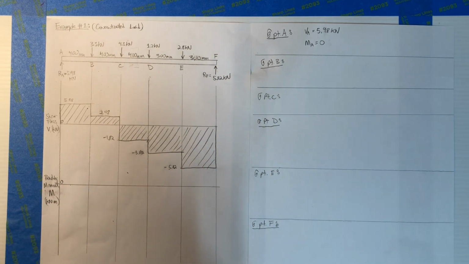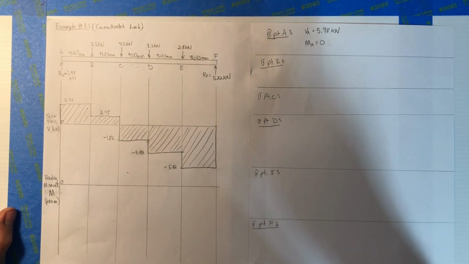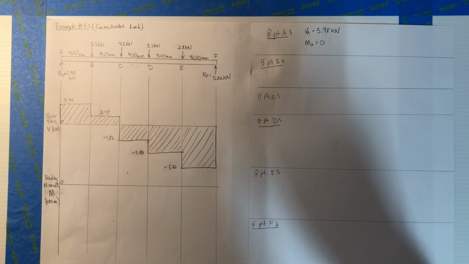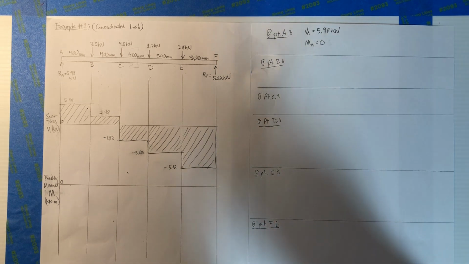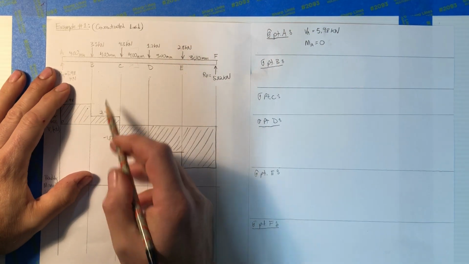The only time that the moment does not start at 0 is for a cantilever beam, okay? We're going to do a cantilever beam example or two in the course, but every other time, moment values always start at 0. Okay, so at point B, that's going on here, right?